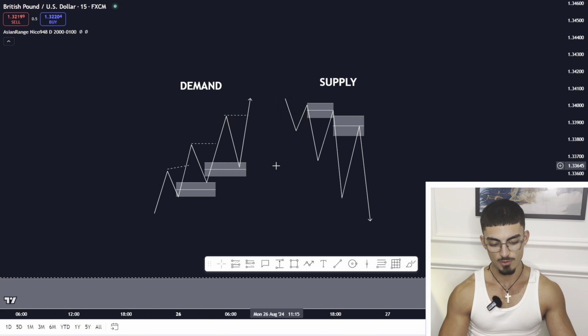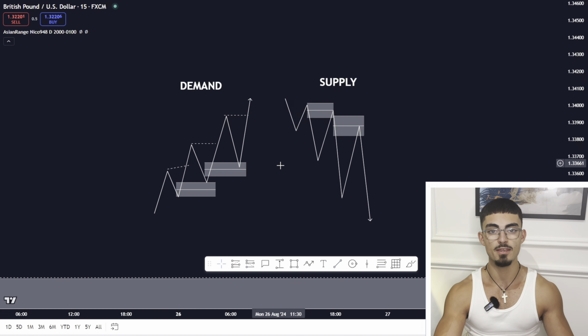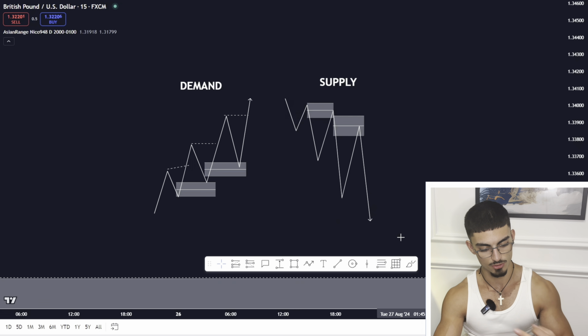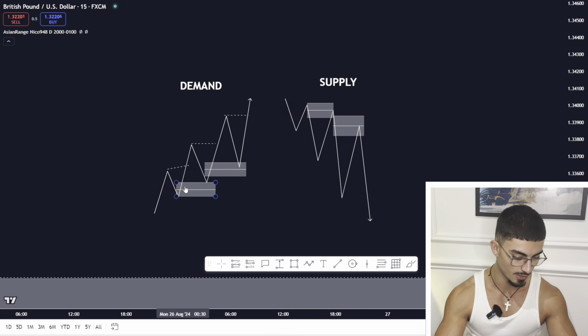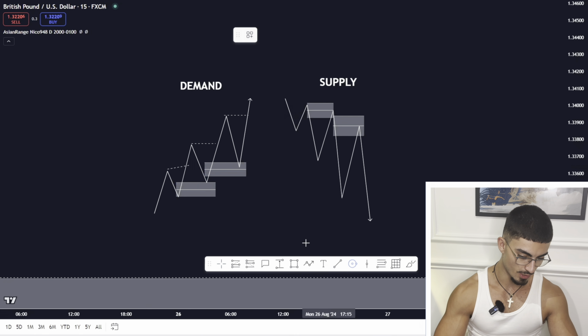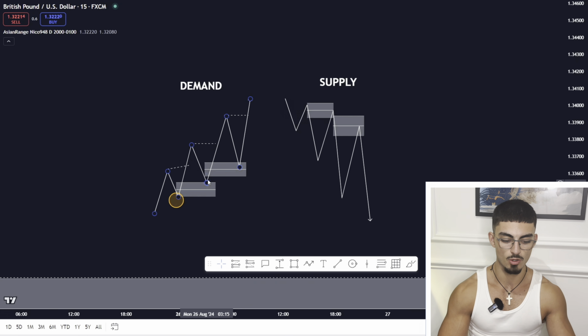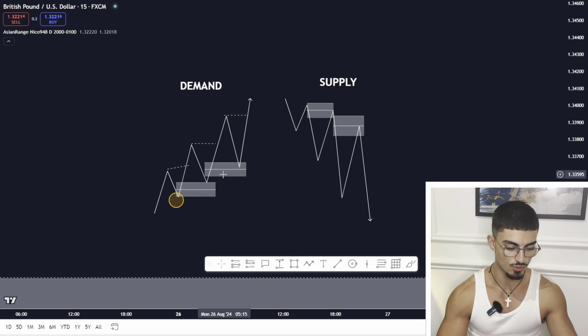Now, every time we break structure to the upside, it leaves a demand zone. A demand zone is always formed after you break structure to the upside. For example, as you can see right here, this area caused a break of structure to the upside. Okay, then what you do is you draw out your demand zone and you wait for price to come back into it, and then you expect price to go up from there and continue to break structure back to the upside.